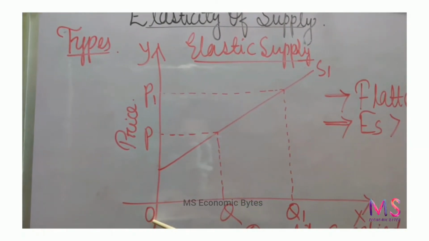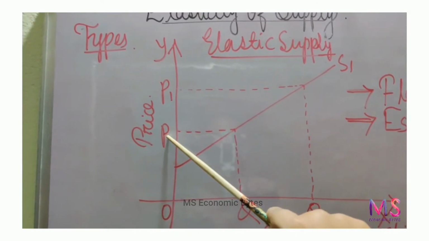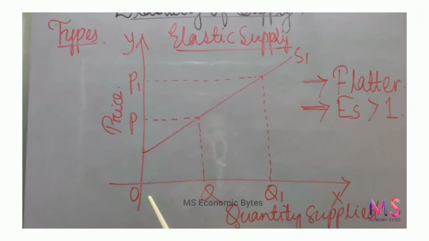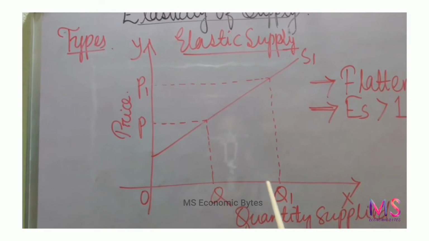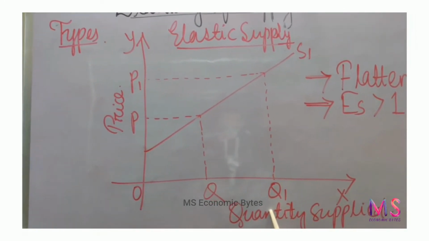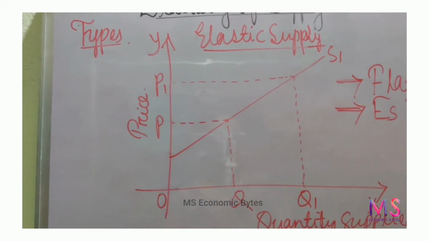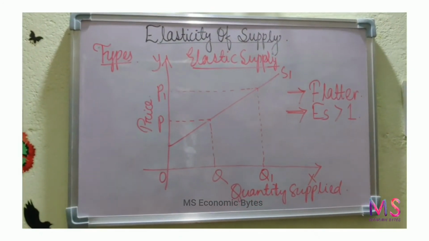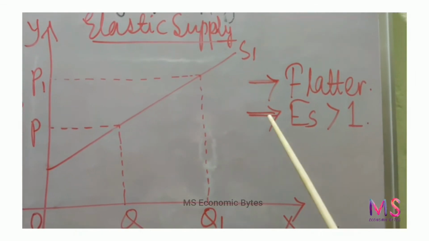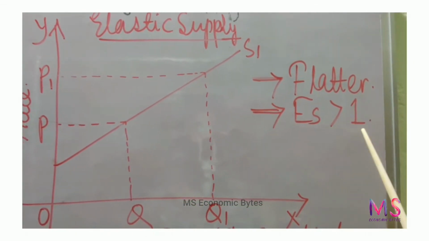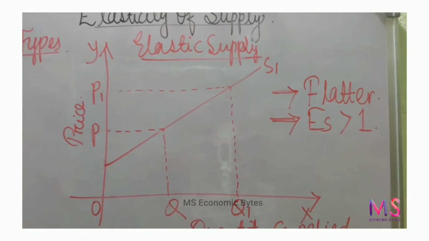when price changes from OP to OP1 by the amount PP1, quantity supplied increases from OQ to OQ1 by the amount QQ1. Here it is clear that QQ1 is greater than PP1. So in this case, the supply curve is flatter and the value of the elasticity of supply is greater than 1. That is ES, that is elasticity of supply, is greater than 1.